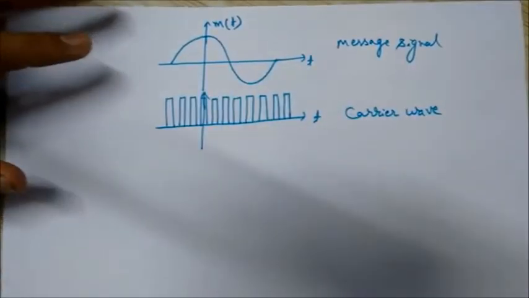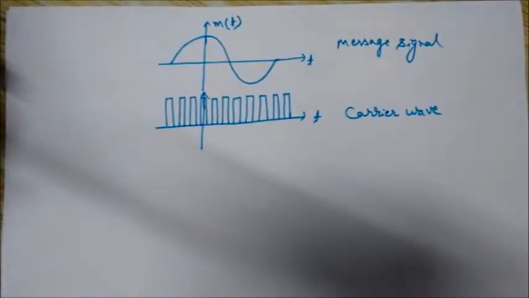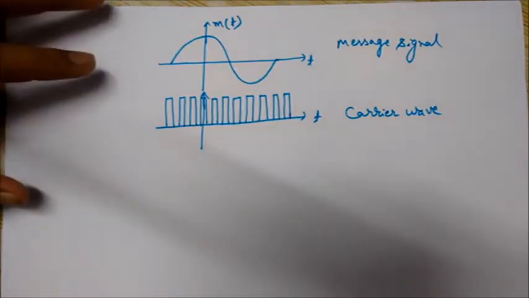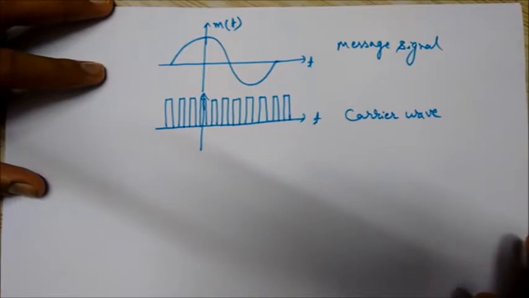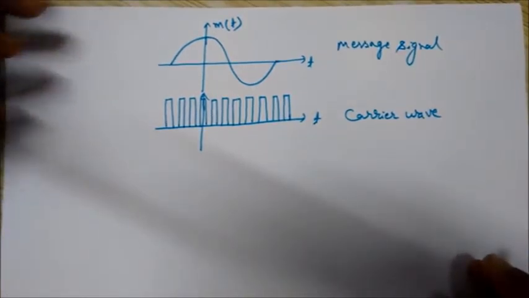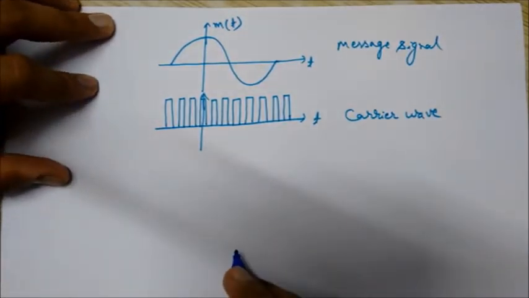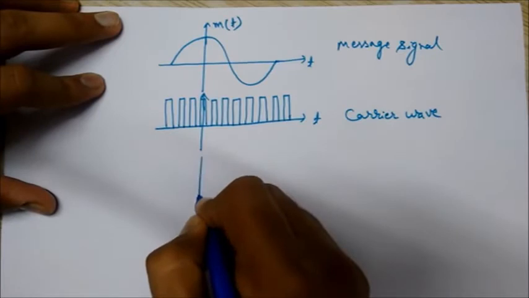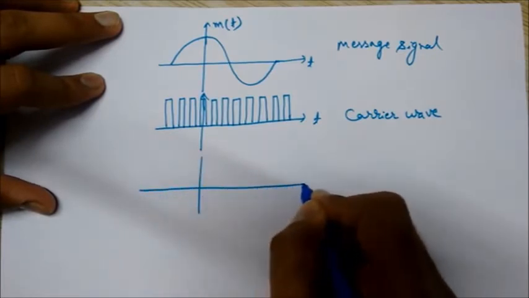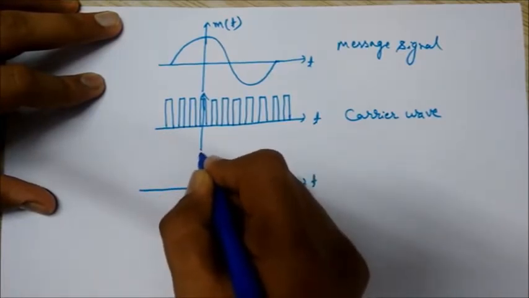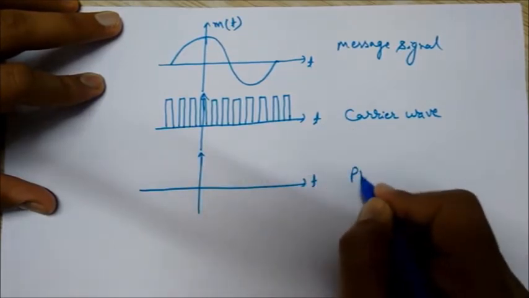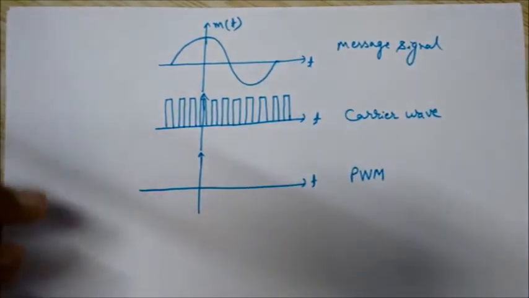But the important thing to notice here is that in PPM, the waveform is created with the help of PWM. This is a very important thing: to create PPM, or pulse position modulation, you need the pulse width modulation. So I will show you how to create this waveform, but first you need to draw here the PWM for this case.